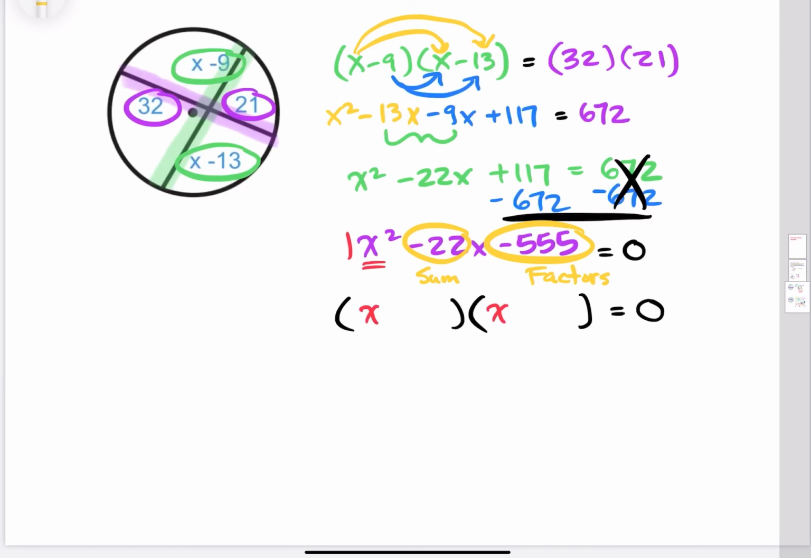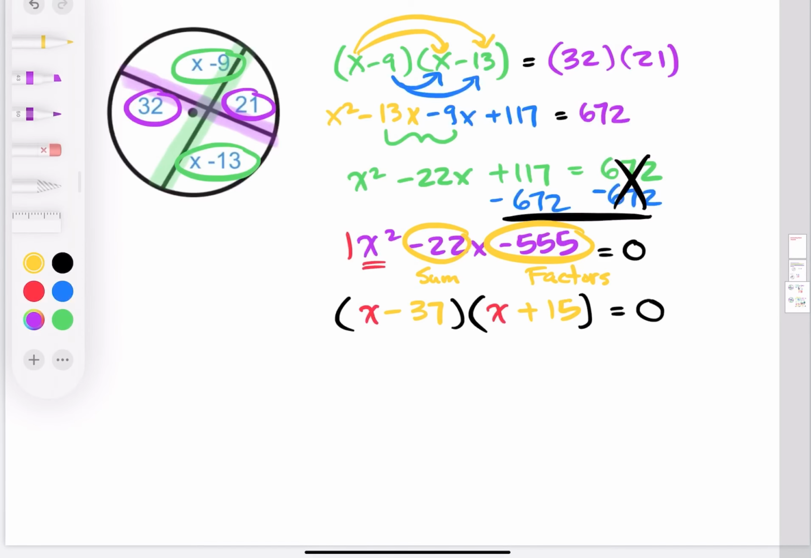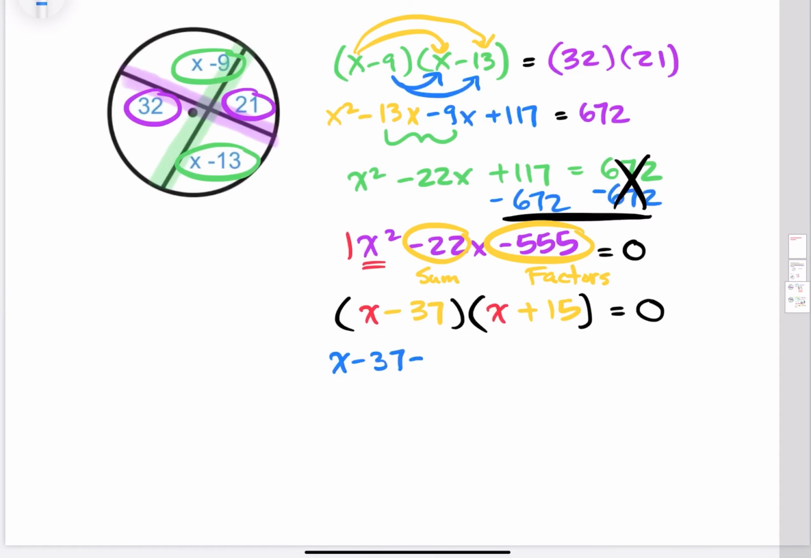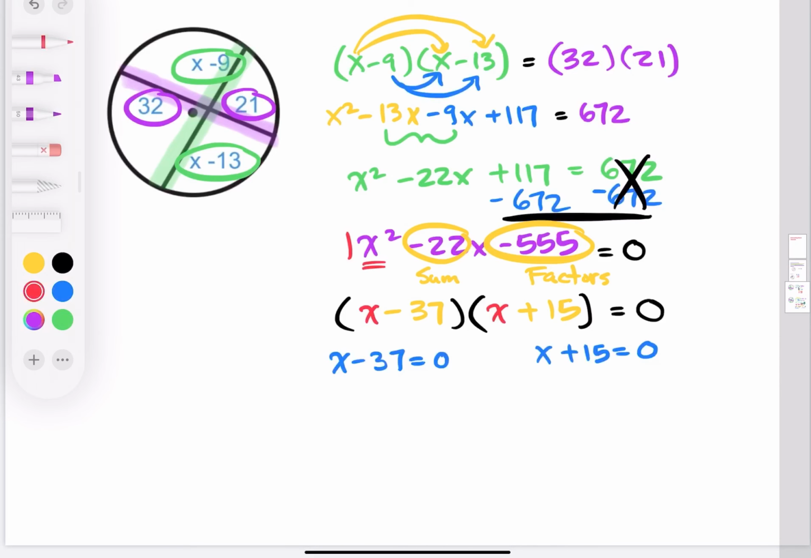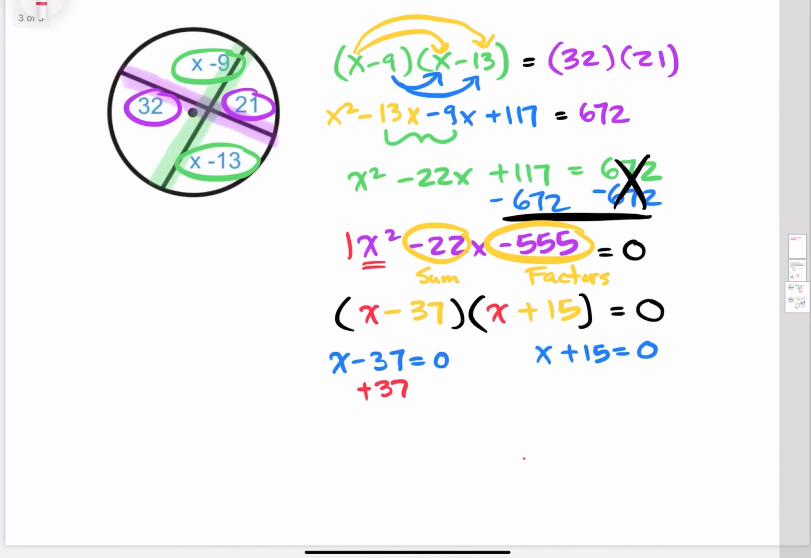So I'm going to use negative 37 and 15. I'm going to write that down over here: negative 37 and positive 15. Those are my two factors. So now that I have my factors, I could set each of these equal to 0 and solve for x, using the zero product property. So x minus 37 is equal to 0, and x plus 15 is equal to 0. Now all I've got to do is solve. In this first one on the left, add 37 on each side, and x is equal to 37. On the right, we could subtract 15 on each side, and x is equal to negative 15.